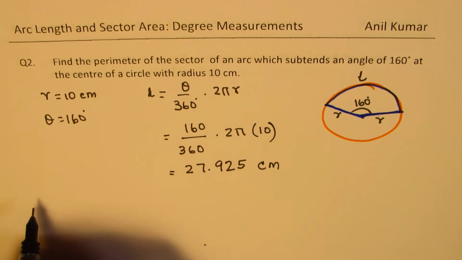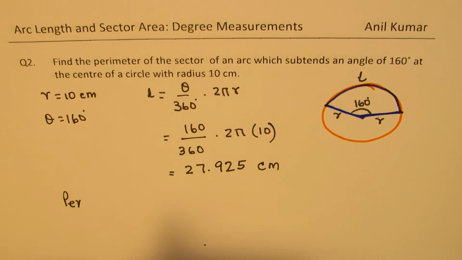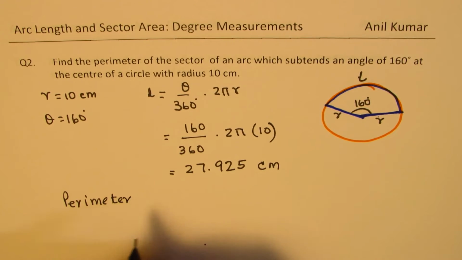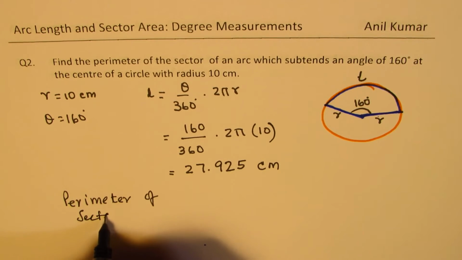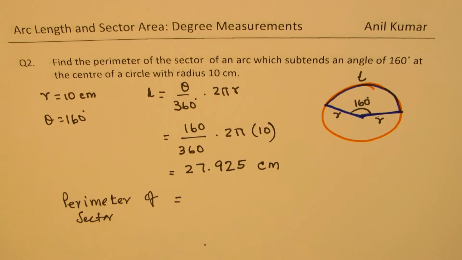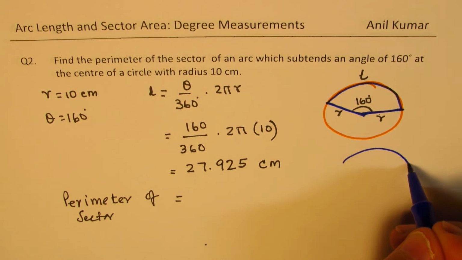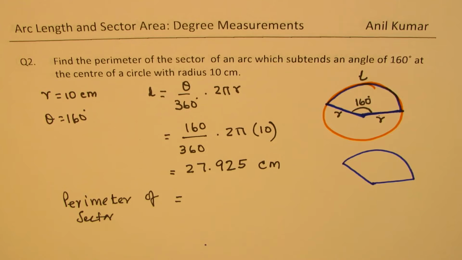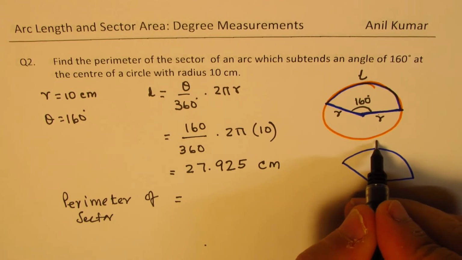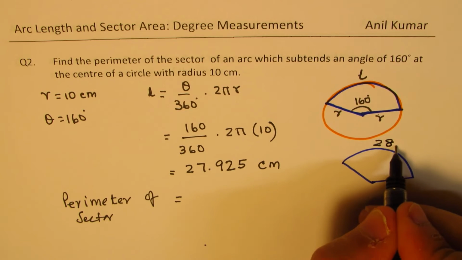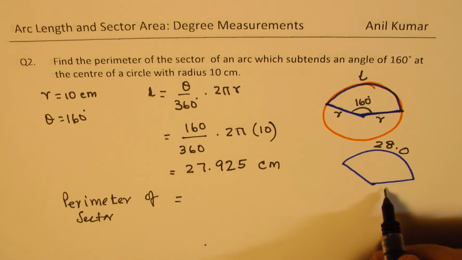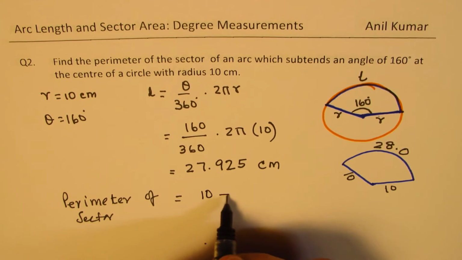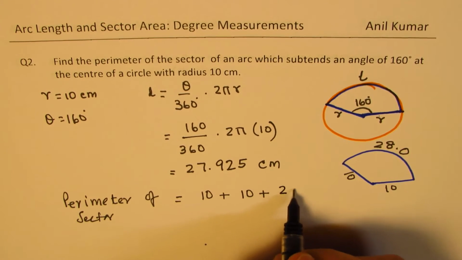Now, as far as the perimeter is concerned, it is important to note that we have to add these two sides also, right? So the perimeter of the sector will be, think like this, right? So the perimeter of the circle is basically, we're talking about this piece of cake. Now we found that this length here is approximately 28.0, and these lengths are 10, right? So the perimeter is the sum of three sides, so it is 10 plus 10 plus 28.0.